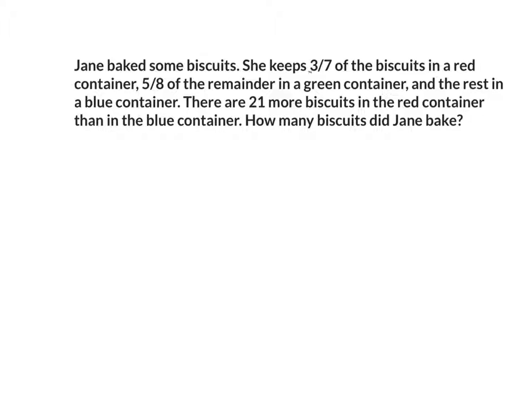She keeps 3/7 in a red container. So I'm going to know right away that 3/7 in the red container is important. And the next part says that she kept 5/8 of the remainder in a green container. So that word remainder, I'm going to put a box around it. It's so important. It's not 5/8 of 3/7, it's 5/8 of the rest. And then she puts the rest in a blue container. Okay, and while it's good to know that there were 21 more biscuits in red than in blue, that seems like a second part of the problem. I'm not going to play around with that yet. I'm going to deal with the first part of this problem first.